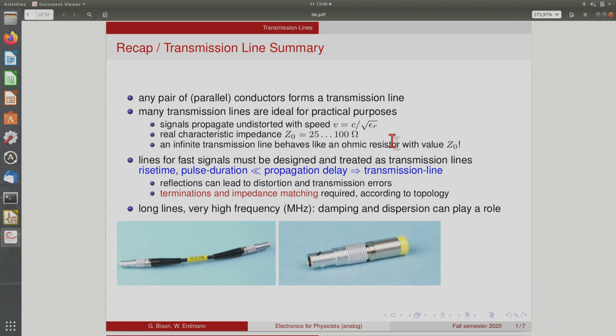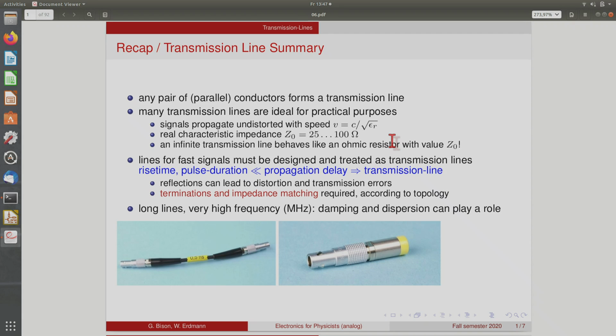So one of the most important characteristic numbers associated with a transmission line is the characteristic impedance, which is an ohmic resistance. The interesting feature is that an infinite transmission line behaves exactly like an ohmic resistor. If you look into the input of an infinite transmission line, you cannot distinguish it from a resistor with value Z0. And if you design lines for fast signals, you must treat them as transmission lines, and you must also design them as a transmission line. So there must be some parallel conductor that carries the return current, and you have to have constant distance to have constant impedance.